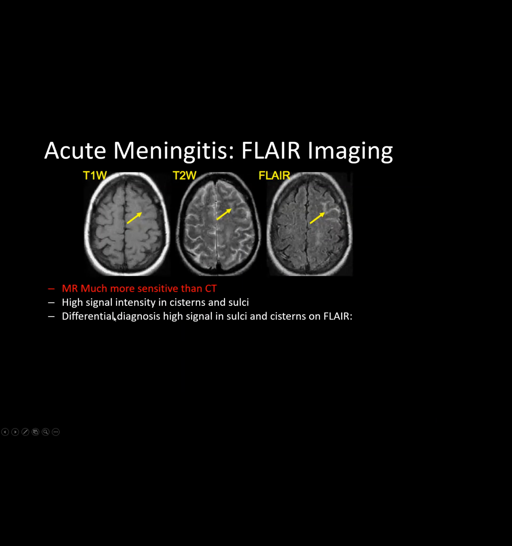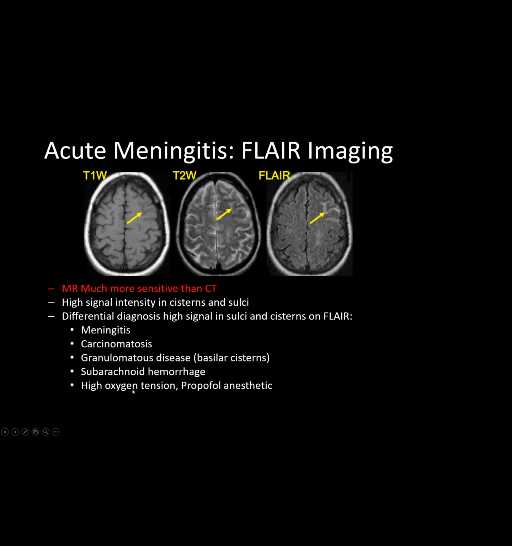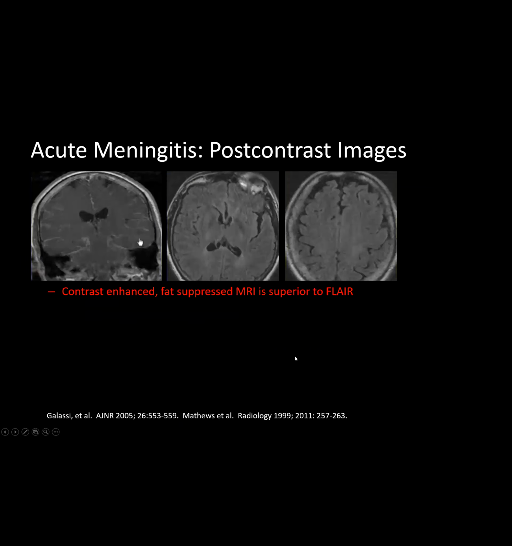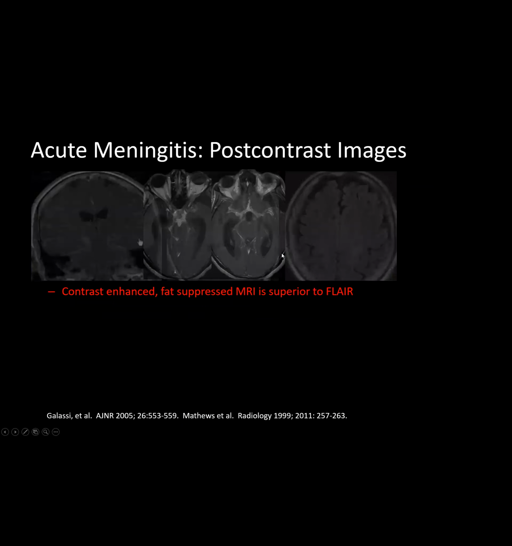Gadolinium. Okay. So actually, supplemental oxygen and propofol are two things that can artificially give bright signal on FLAIR in the sulci. And this is just T1 post. So this is the most sensitive MR pulse sequence for looking for meningitis, T1 post with fat saturation.